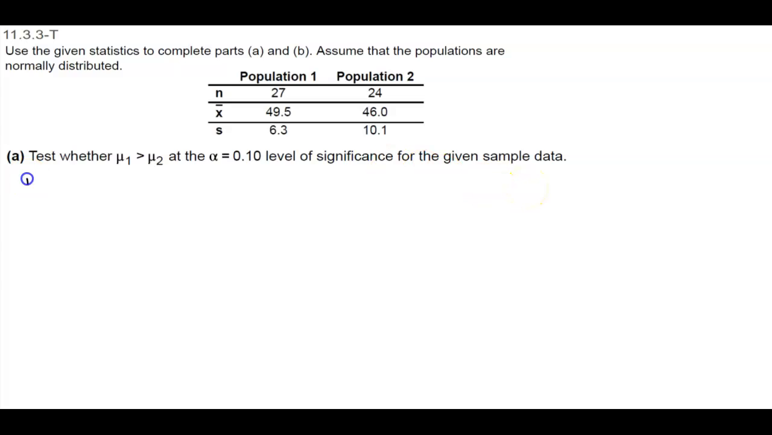Since we already know that the populations are normally distributed, we can start writing out our null and alternative hypotheses. The claim is to test whether population mean 1 is greater than population mean 2, so now we know what the alternative is going to be, and therefore the null is going to have the equality. Step 2: what kind of test is this? Since it's a greater than, it's a right tail test. And number 3, we're testing at the significance level of 0.10.